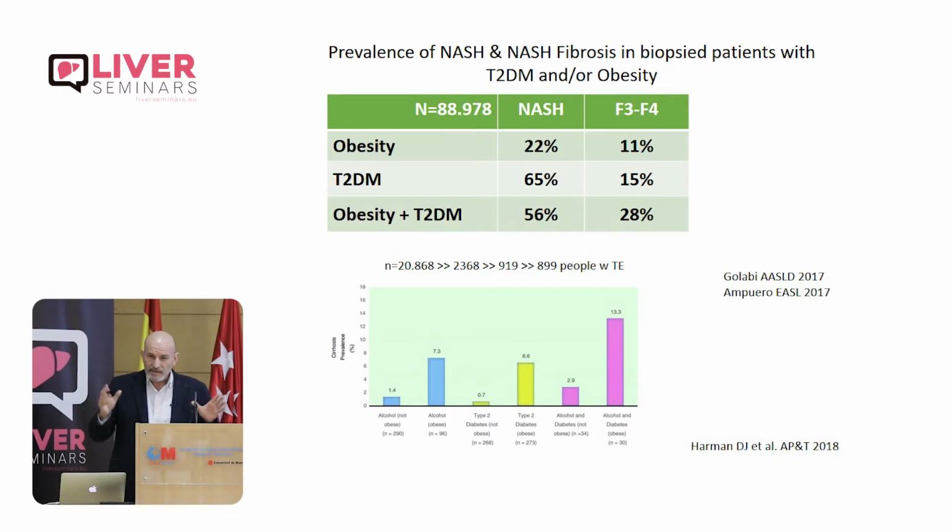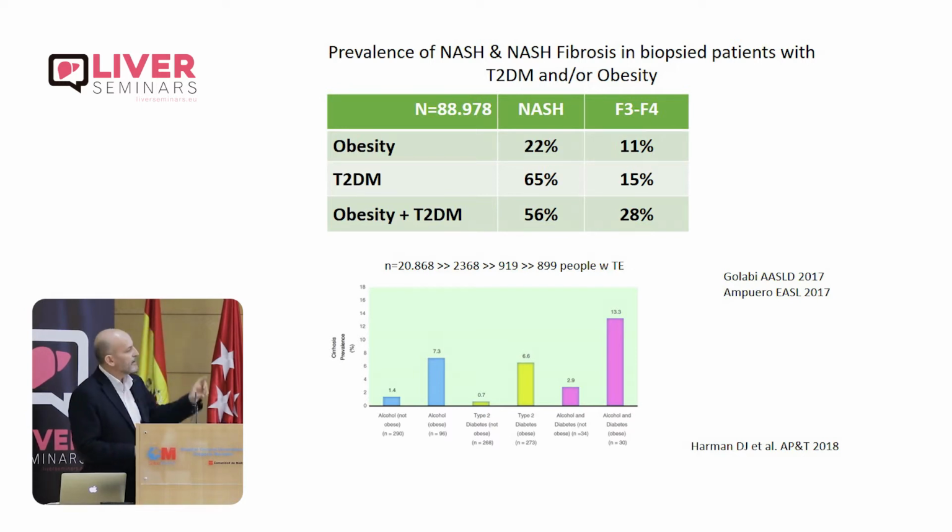In these two epidemiological studies trying to analyze the percentage of patients with NASH and advanced fibrosis in these three different cohorts, in obese people NASH is around 22%, but advanced fibrosis is 11%. If you calculate how many obese people there are, you can figure out the size of the problem. In type 2 diabetes, two thirds of the diabetic patients show NASH in the liver biopsy and 15% advanced fibrosis. But when we put together obesity and type 2 diabetes, nearly a third, 28% of these patients, suffer from advanced fibrosis.